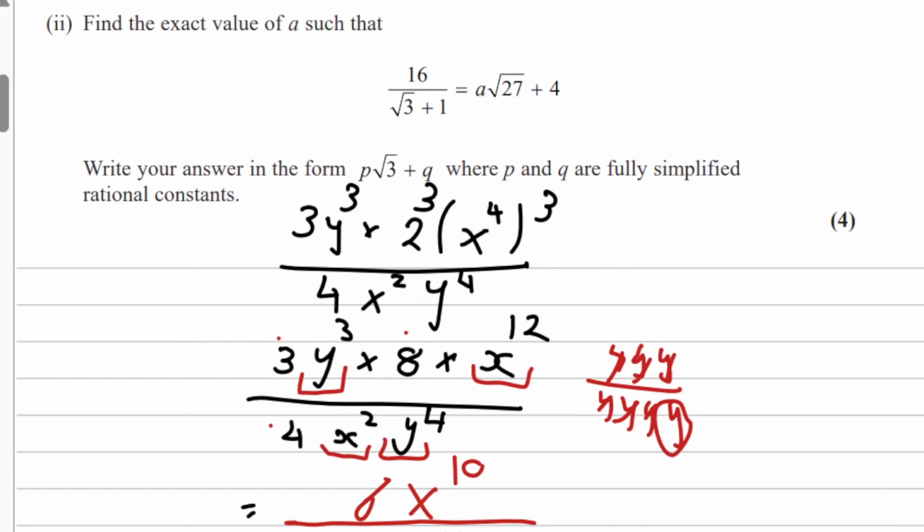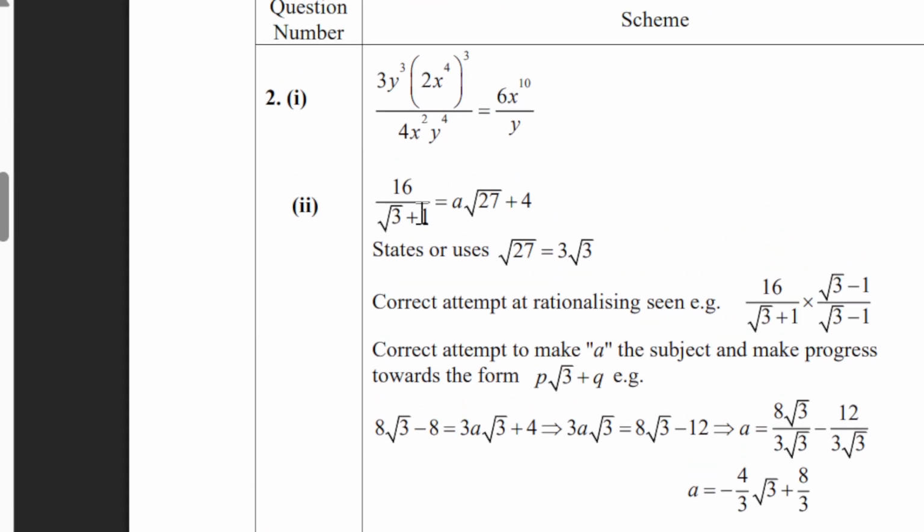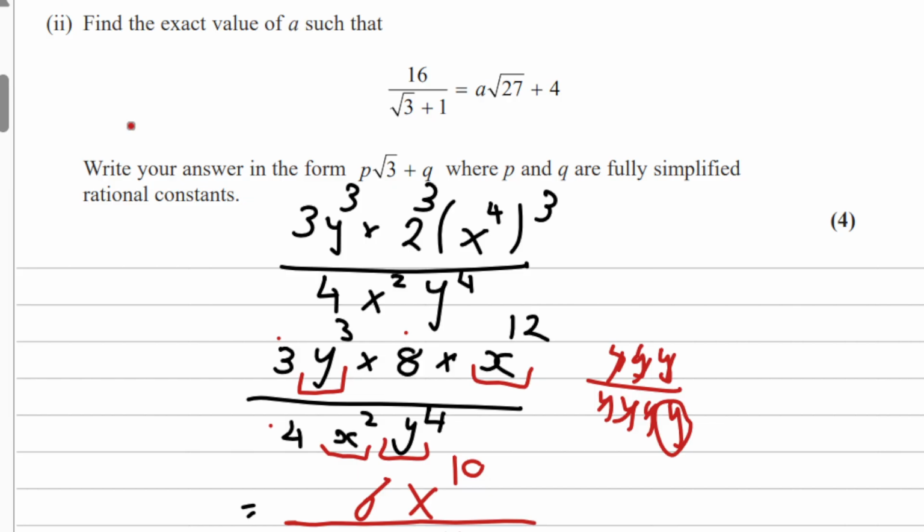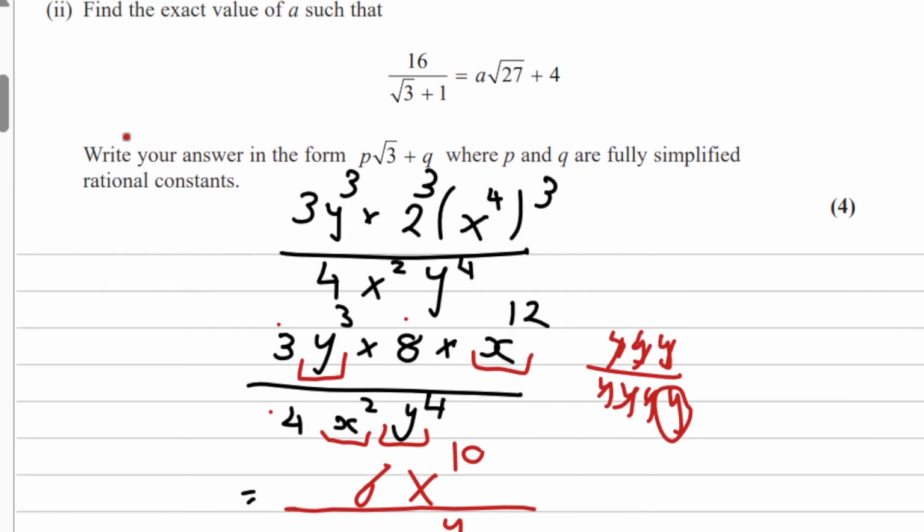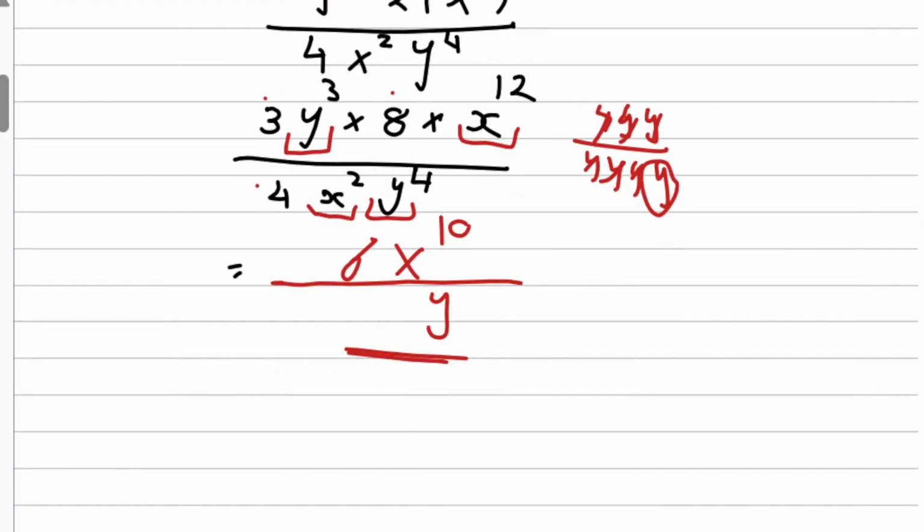Let's just double check the mark scheme. 6x to the power of 10 divided by y, that's correct. Now let's look at the second part. Find the exact value of a such that 16 divided by root 3 plus 1 is equal to a root 27 plus 4. Let's do the second part down here.